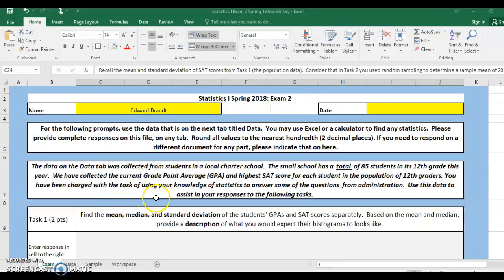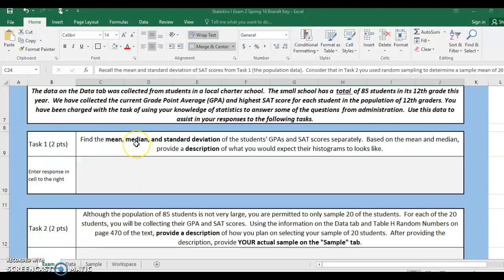So for task 1, we were to find the mean, median, and standard deviation of both the students' GPAs and SAT scores separately from the data listed here. And based on the mean and median, provide a description of what you would expect their histograms to look like. This was a key one here that many folks missed.